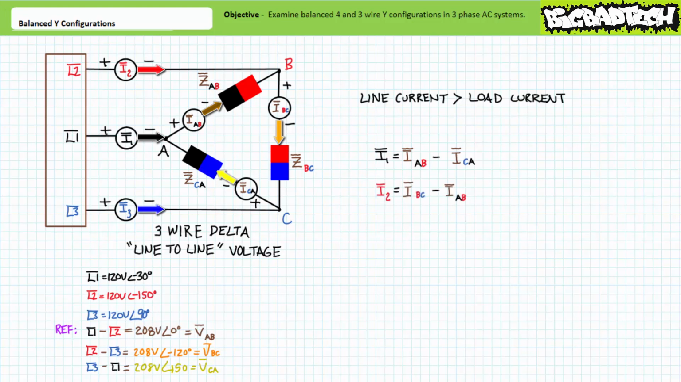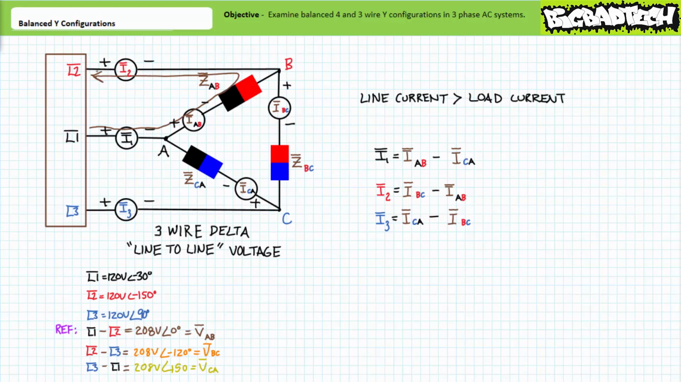Similarly, consider node B. Both I2 and IAB are incoming current paths, whereas IBC is an outgoing current path. An application of Kirchoff's current law demonstrates that I2 equals IBC minus IAB. Finally, consider node C. Both I3 and IBC are incoming current paths, where ICA is an outgoing current path. An application of Kirchoff's current law demonstrates that I3 equals ICA minus IBC. Consider this larger picture.